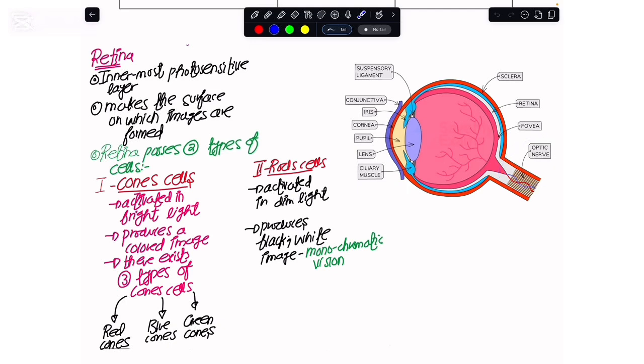And in the cones, we have further three types of cones. One are the red cones, then the blue cones, and then the green cones as well. Moving onward, we have the rod cells. These rod cells are activated in dim light. And you may have observed in daily life that in dim light we do not see a colored image, but rather a black and white appearance of the object, so they provide monochromatic vision.